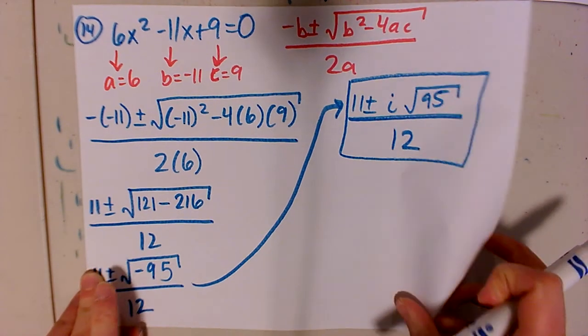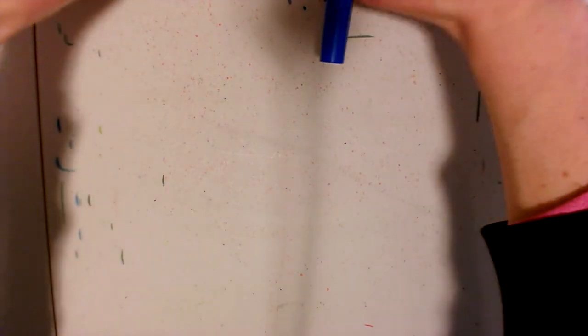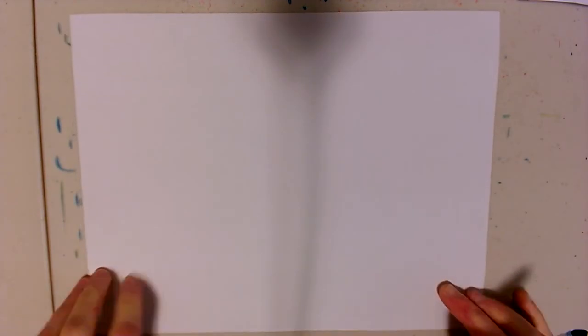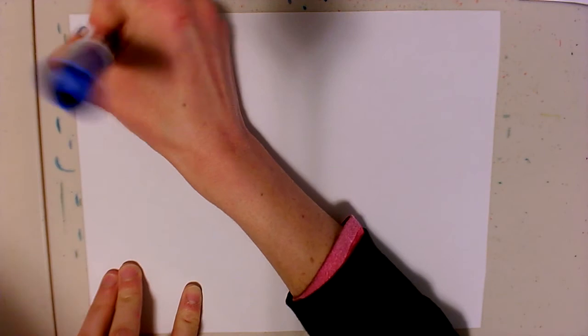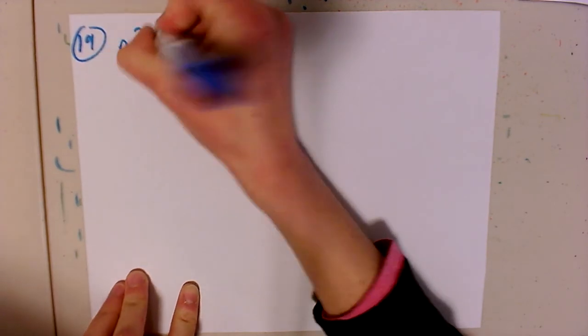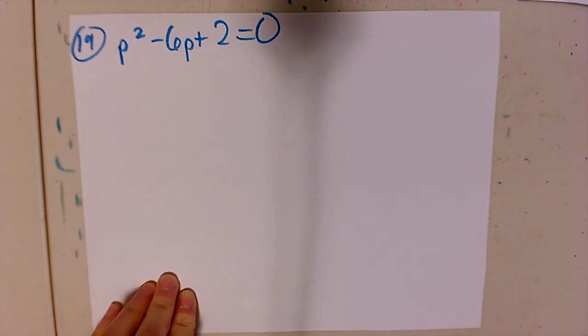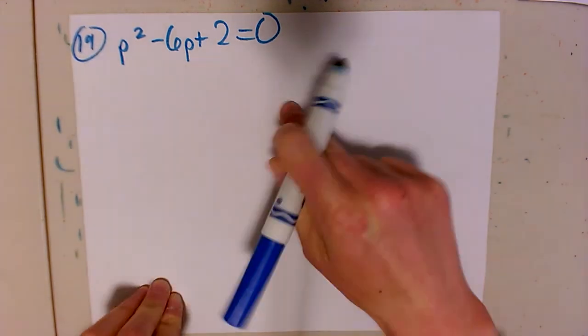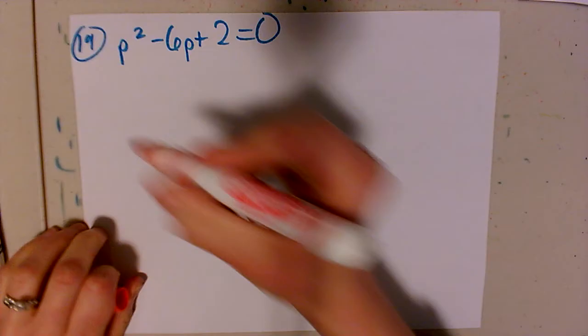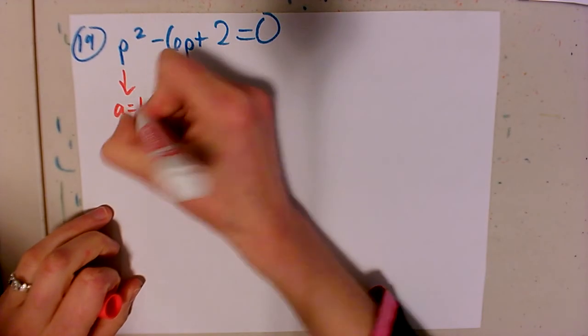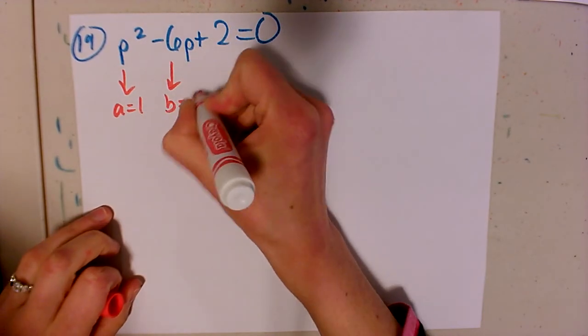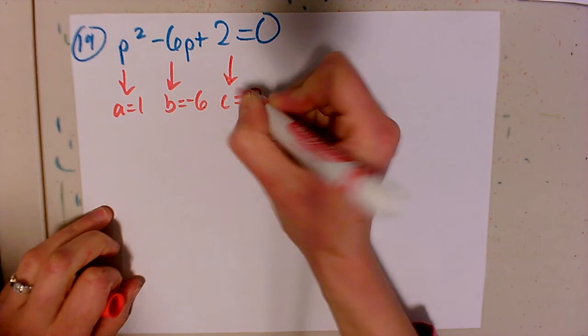So let's go on to 19. 19 is going to give us an answer that won't be very nice, and that's why they have the directions to approximate it to the nearest thousandth. So we're going to end up plugging that into our calculator probably. So for 19, we have p squared minus 6p plus 2 is 0. Okay, so the good thing about this is it's already set equal to 0. Our exponents are going downhill. So if we identify our terms, a is 1, b is negative 6, and then c is 2.